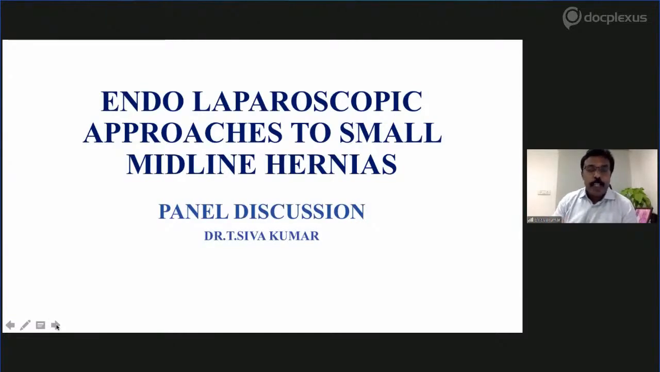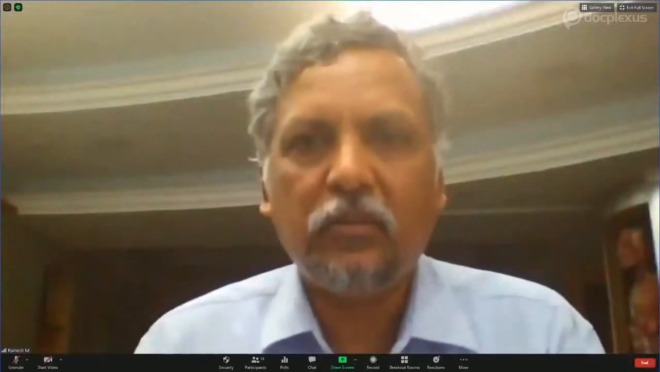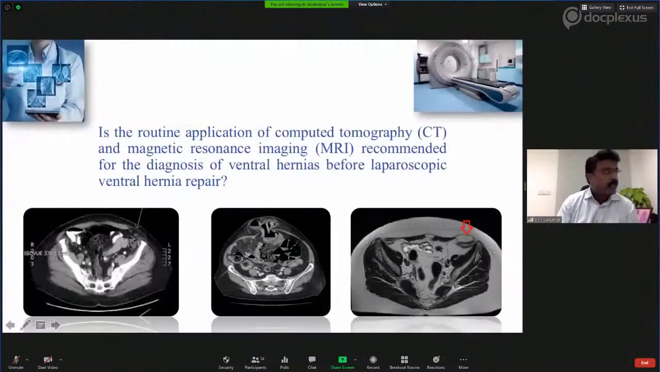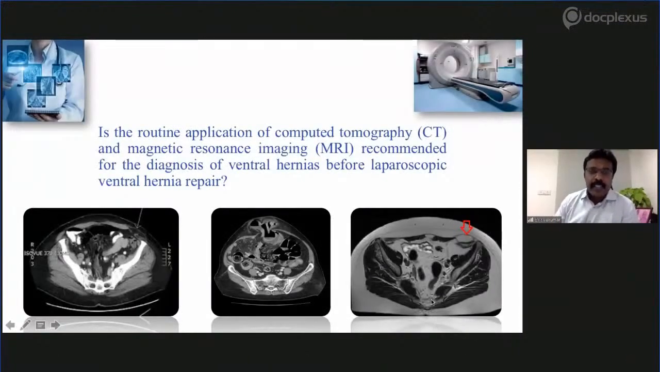Is the routine application of CT and magnetic resonance imaging recommended for the diagnosis of ventral hernia? Is routine CT or MRI needed before laparoscopic ventral hernia repair? This is the first question for you, sir.